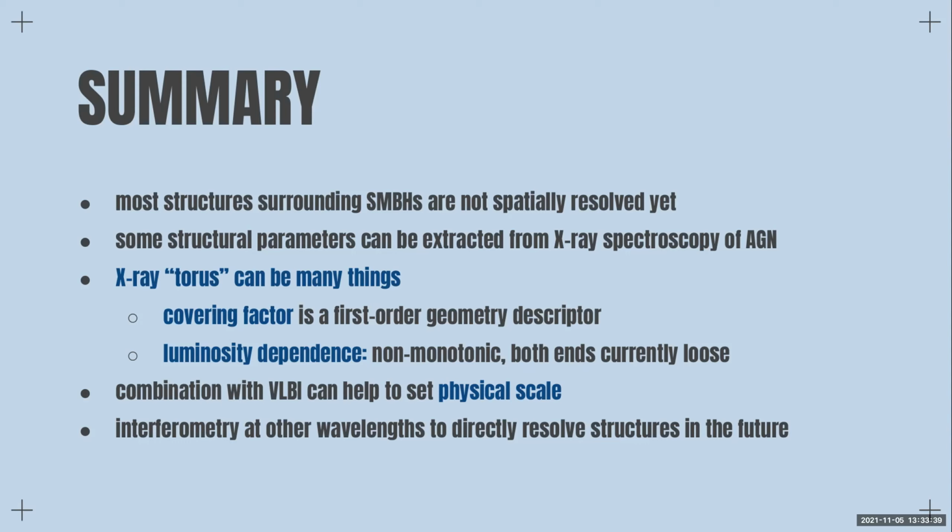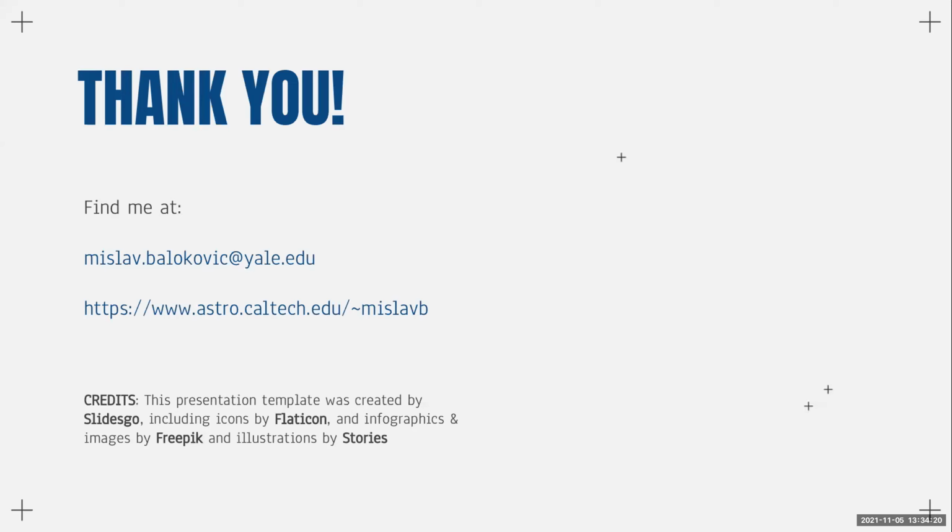I've shown one example of how VLBI can help us set a physical scale for the models that we're fitting to X-ray data, and I hope that this can be expanded to at least a sample of low luminosity AGN, even with current instruments. But ultimately, I hope that interferometry at other wavelengths will help to directly resolve some of the structures in the future, not only on the scale of the torus, which is relatively huge compared to what we've been discussing here this week, but also on scales of accretion disks, not necessarily only in low luminosity AGN, but also in quasar-like Seyfert type AGN that do not have strong radio emission. And with that, I'll end and take any questions.